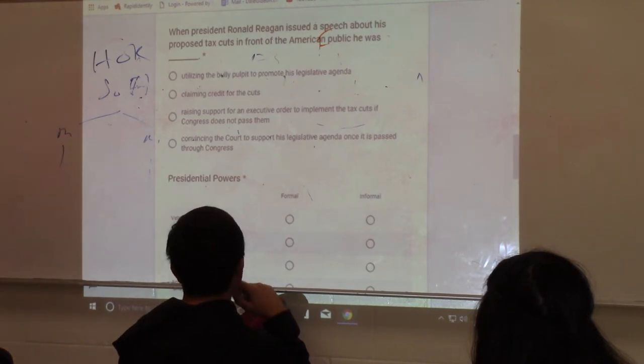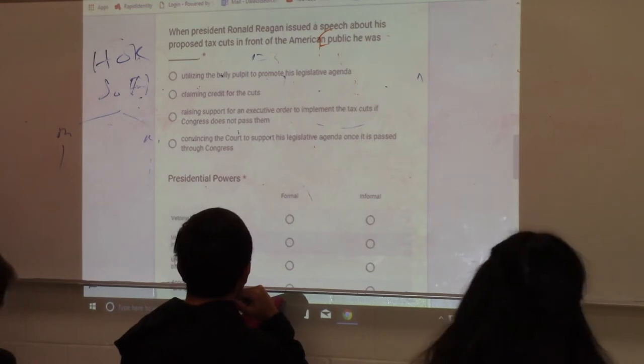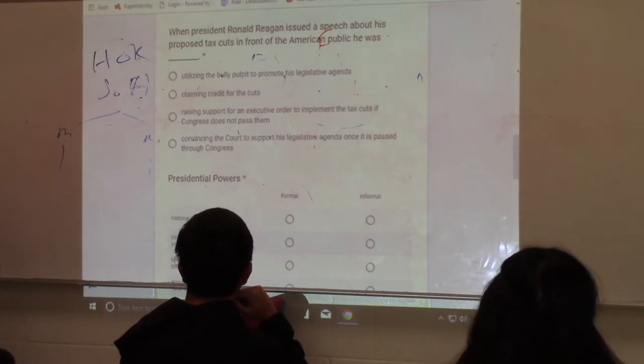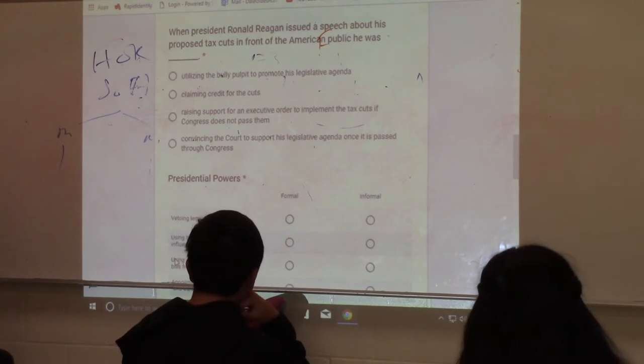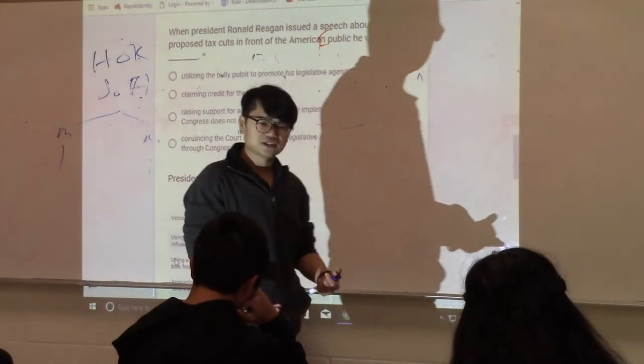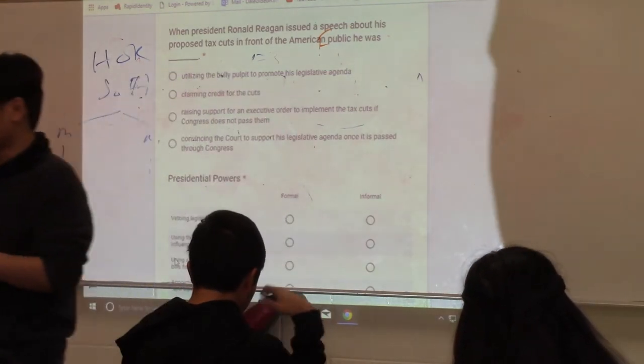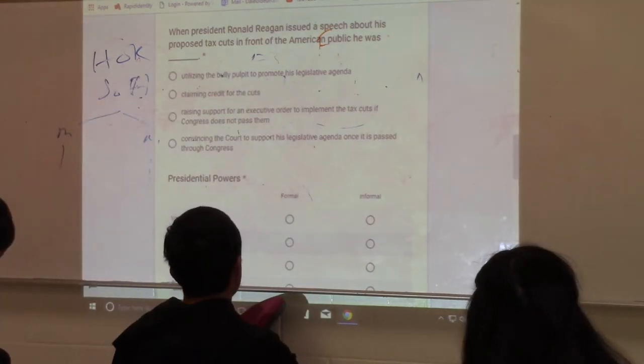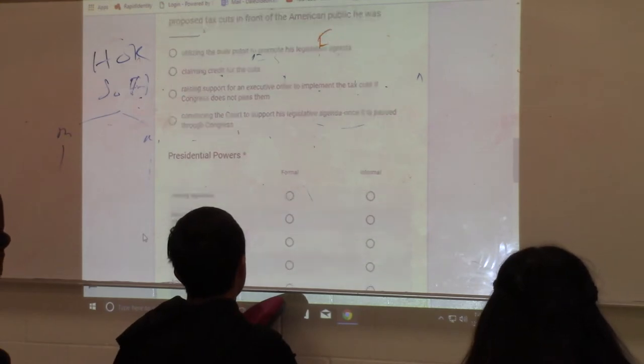Okay. When President Ronald Reagan issued a speech about his proposed tax cuts in front of the American public, what is he trying to do? He's using the bully pulpit. Whenever presidents do speeches, whenever they appear on TV, they're using the platform given to them just by being President of the United States.